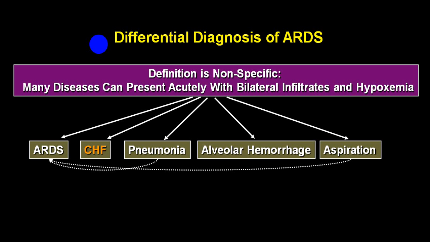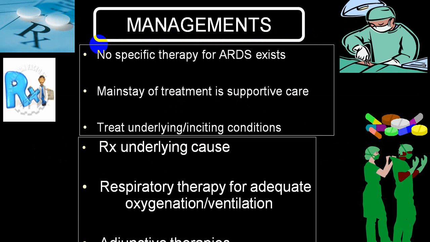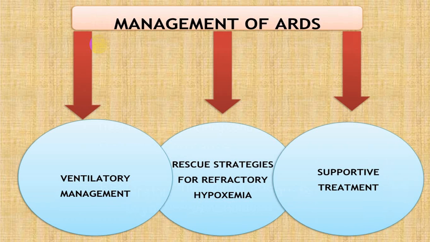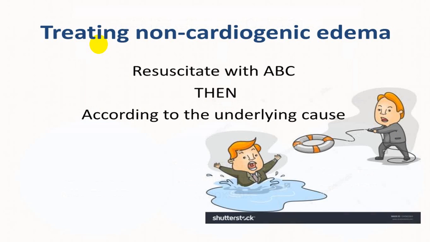Once you confirm the diagnosis of ARDS, you should manage it, because there is no specific treatment. The main treatment is supportive. You have to maintain good oxygen concentration, for which you require artificial ventilation and a supporting line of treatment. If you identify the cause, you can treat the underlying cause. Mainly the person has to be treated for hypoxia. Supportive means oxygen plus ventilation and adjuvant therapy. So ventilatory management, treatment for refractory hypoxia, and supportive treatment.